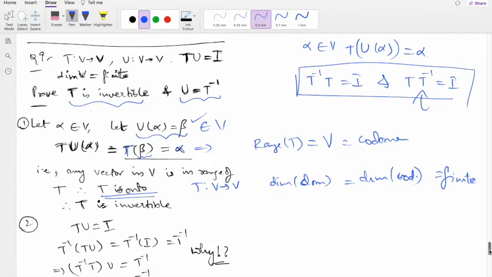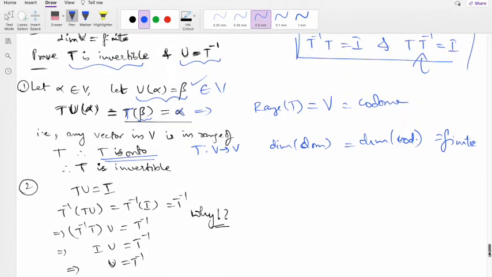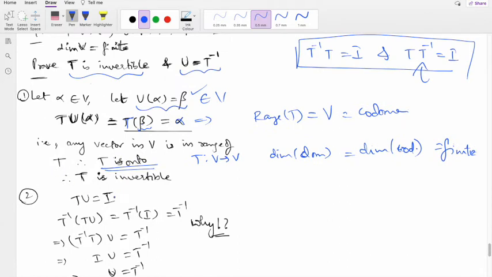Now we need to prove that U is actually the T inverse. So if TU is equal to I, I can apply T inverse on both sides. So T inverse of TU is T inverse of I, and T inverse of I is T inverse. This is a straightforward thing. Now we need to understand this T inverse of TU: I can write it as T inverse of T of U, right? Now, why is this?